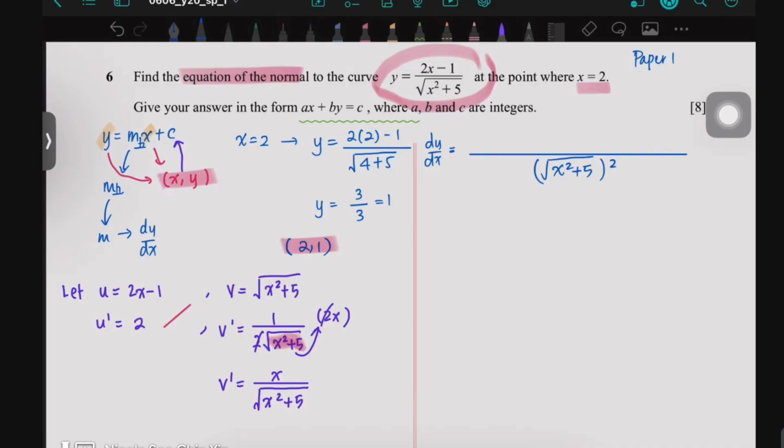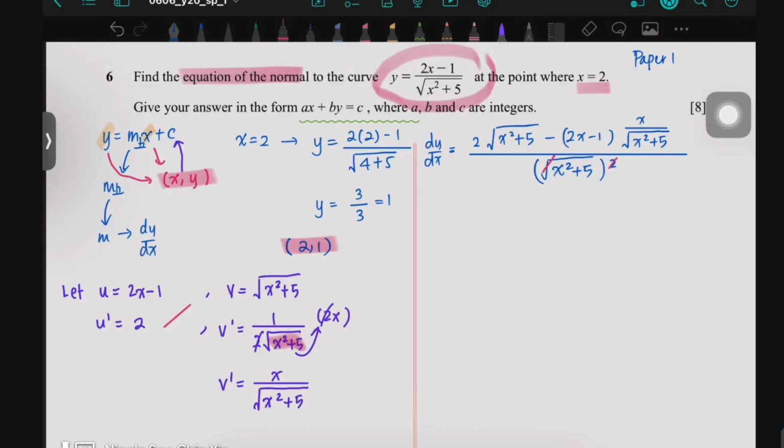So I will have 2 root of x squared plus 5, minus the next one, I would have 2x minus 1 with x over root of x squared plus 5. Okay, come to this question, do you think you need to simplify? Personally, I don't think you need to, because we are going to substitute in the value of 2 there to find my gradient. However, to make things simple, this one I will cancel off.